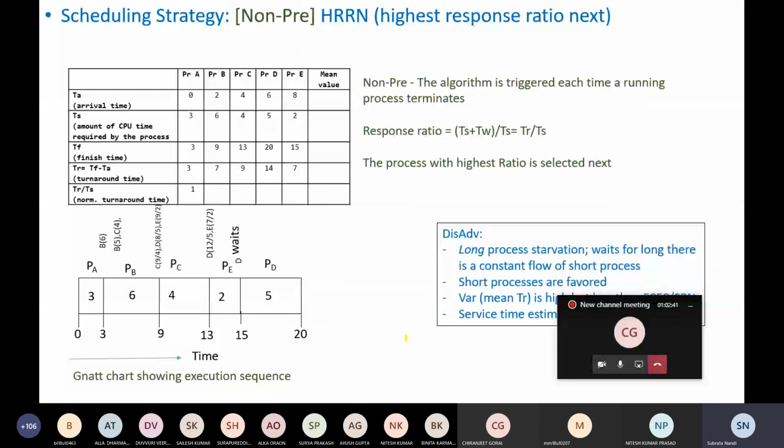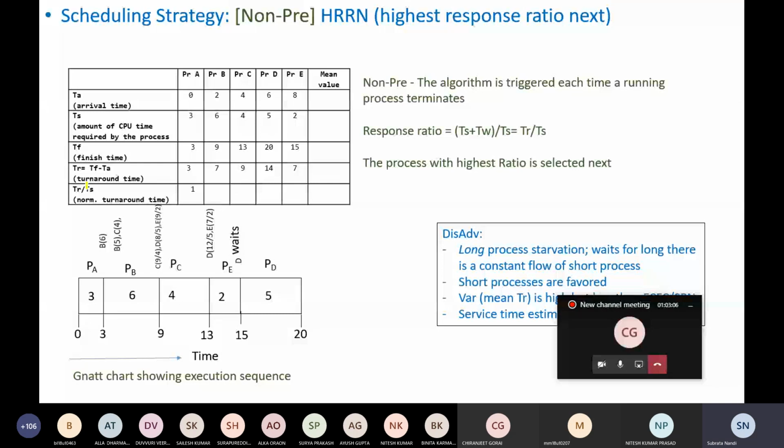So the last strategy that I'll talk about in this class is the HRRN, that is a non-preemptive strategy. HRRN stands for highest response ratio next. Okay, so what is the response ratio? Response ratio is basically the ratio of the turnaround time divided by the service time. So this is basically the normalized turnaround time.